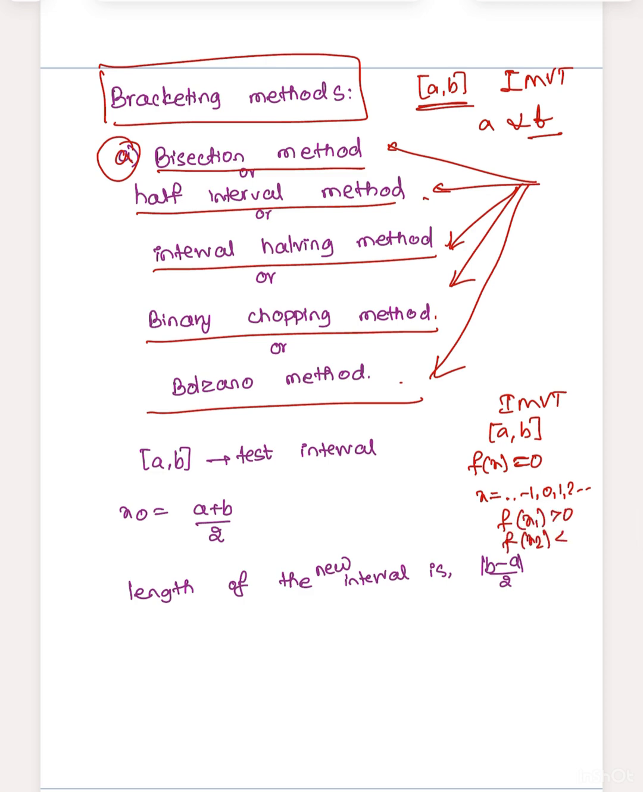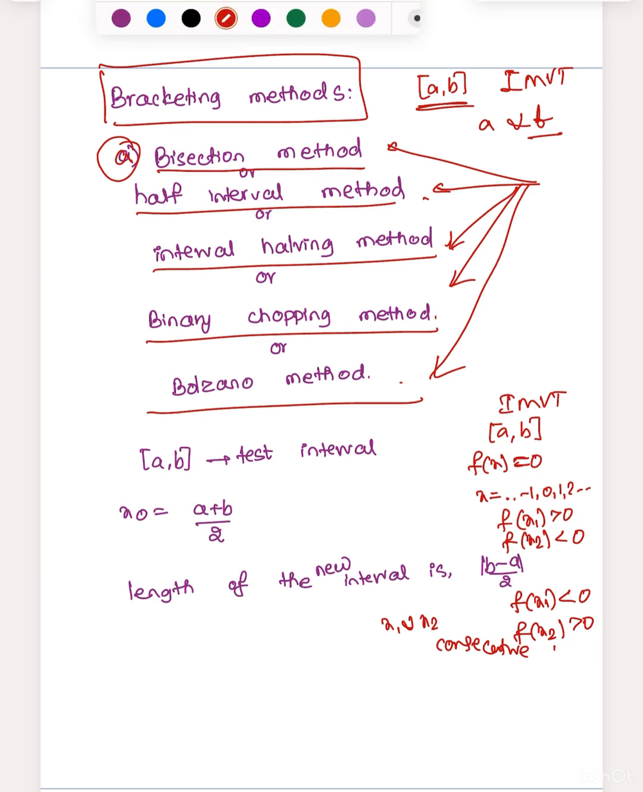The x1 and x2 are two consecutive integers such that f(x1) is greater than 0 and f(x2) is less than 0. Otherwise, f(x1) is less than 0 and f(x2) is greater than 0. Here x1 and x2 are consecutive integers. So this interval is obtained by the intermediate value property, which is based on putting consecutive integers such that the f values have opposite signs. So this is how AB is obtained.